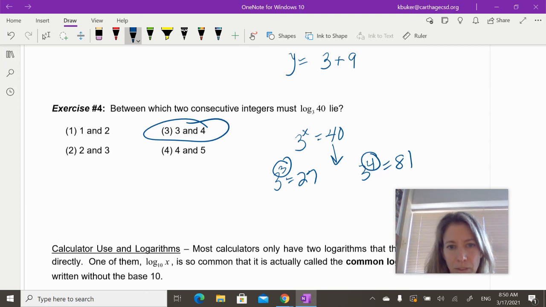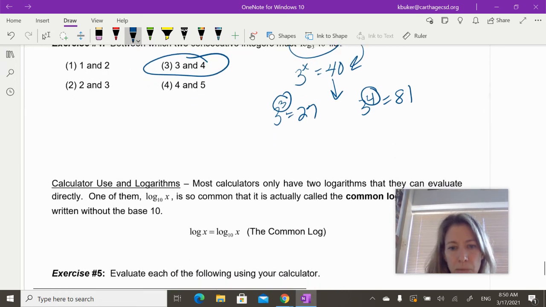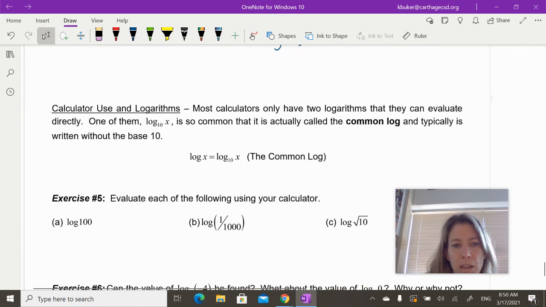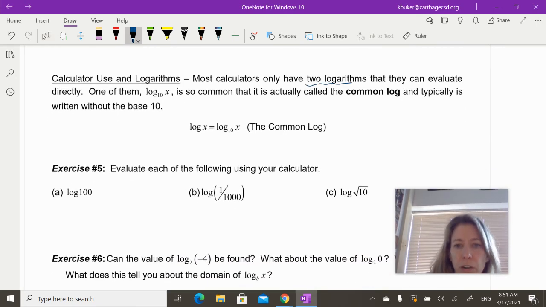That's it. Okay, so remember, you need to think about what this is asking you. 3 to what power equals 40? You can change it to an exponential and then think about it from there. All right, so it says most calculators only have 2 logarithms, okay? One of them is log base 10 of x, and it's called the common log. And normally you'll see it without the base 10. So if you just see log of x, the implied base is 10, okay?